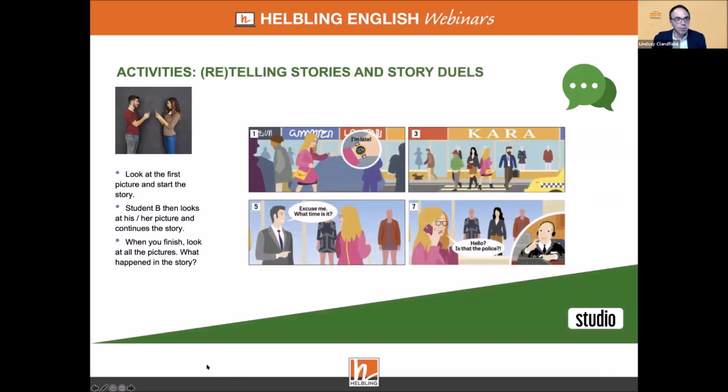Retelling stories is another one. So in this one person has pictures 1, 3, 5, and 7. If I have 1, 3, 5, and 7, my partner has 2, 4, 6, and 8. I begin telling a story by looking at picture 1 and start the story. Then they tell the next part of the story from their picture 2. Then I tell another part from 3. And we go on like that throughout the whole thing. Then the idea is at the end, we have to report back to a group our whole story: what happened in the story and how each story was different.